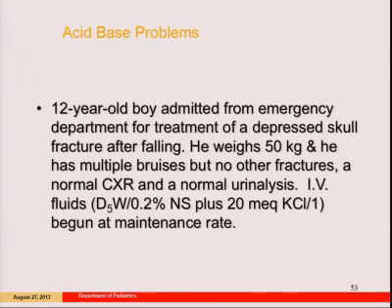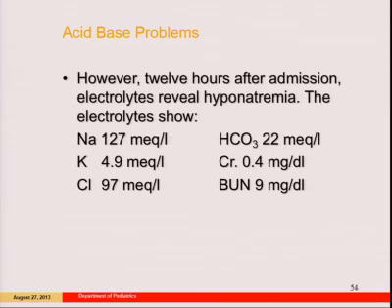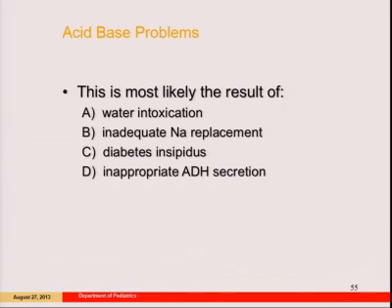A 12-year-old boy is admitted from the emergency department for treatment of a depressed skull fracture after falling. He weighs 50 kilos, has multiple bruises, but no other fractures. A normal chest x-ray, normal urinalysis, and IV fluids were started, D5 0.2 plus 20 of KCl at maintenance rate. 12 hours later, he had hyponatremia with a sodium of 127, potassium of 4.9, and electrolytes as shown there, normal creatinine, normal BUN. The most likely result: water intoxication, inadequate sodium replacement, diabetes insipidus, or inappropriate ADH?